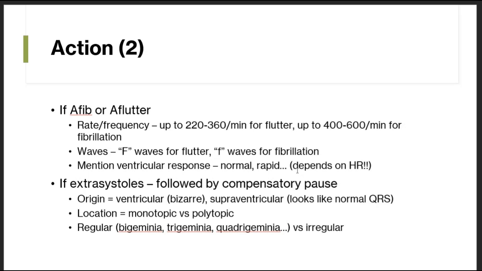The regular examples include bigeminy, trigeminy, and quadrigeminy. Bigeminy basically means a 1:1 ratio between a normal beat and an extrasystole. So it goes like 1 normal beat, 1 extrasystole, 1 normal beat, 1 extrasystole, and so on. Trigeminy is a 2:1 ratio, and quadrigeminy is a 3:1 ratio, the greater numbers basically being the normal beats.